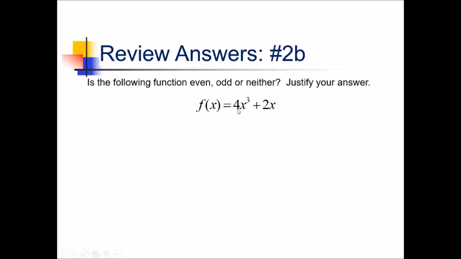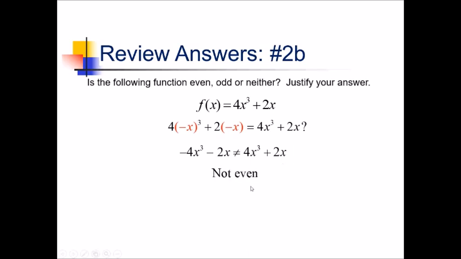If we plug negative x in for all the x's, so 4 times negative x cubed plus 2 times negative x, we want to see if that gives us what we started with. If f of negative x equals just plain old f of x. So going through here, a negative raised to an odd power gives me a negative. So this is negative 4x cubed. This, of course, will be negative 2x. And taking a look at this versus what we started with, we see that these are not the same thing. One of them is the other thing with the opposite signs. So these do not equal each other, which means this is not an even function. But it still might be an odd function, or it might be neither. We don't know until we test.